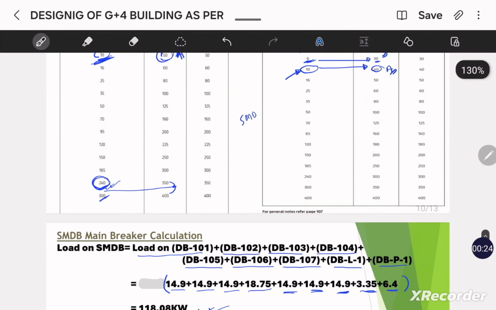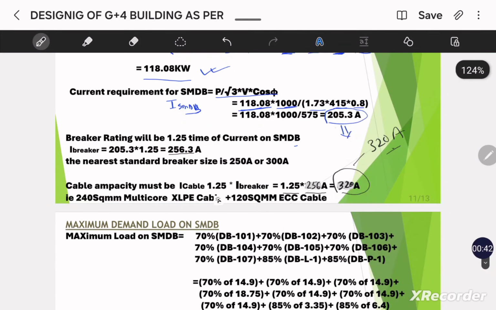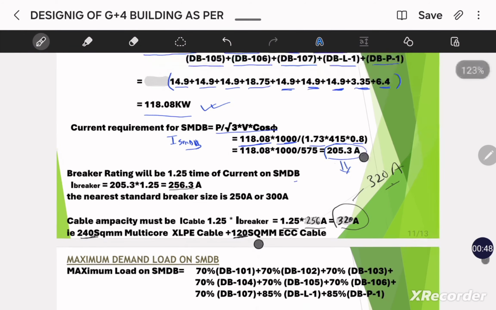If we refer to the DEWA load schedule, we will see that 320 ampere is coming in between 300 and 350. So the breaker size and the cable size will be 240 square mm. So I wrote here the cable size should be 240 square mm with the ECC size of 120 square mm. Hope you are clear now.